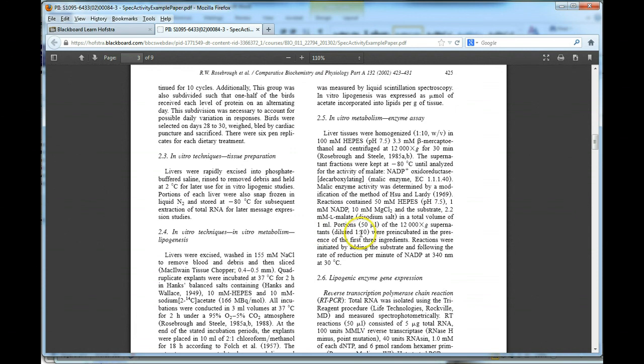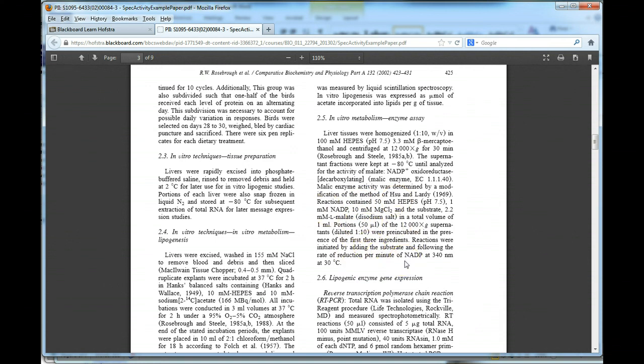We didn't do that. We used our homogenate straight. So 50 microliter portions were pre-incubated in the presence of the first 3 ingredients. Reactions were initiated by adding the substrate and following the rate of reduction per minute of NADPH at 340 nanometers. Right. So we could have written ours, right? This is really very analogous to how we did our reactions.